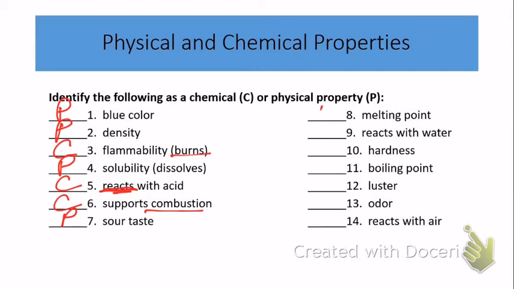Melting, physical. Reacts with water, again the words reacts with are the indication that it's chemical. Hardness has got to be physical. Boiling point, physical. Luster, how shiny it is, that's got to be physical. Odor, how it smells, is physical. And finally, again, reacts with, it's going to be chemical. All right, so those are some ideas to classify chemical and physical properties.